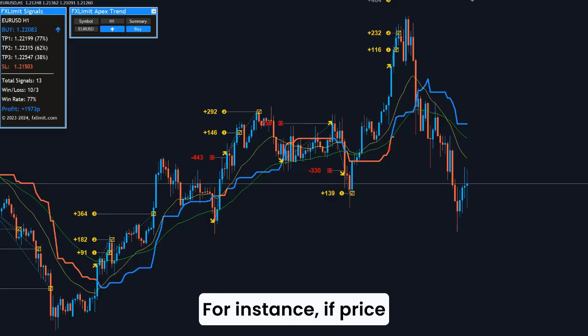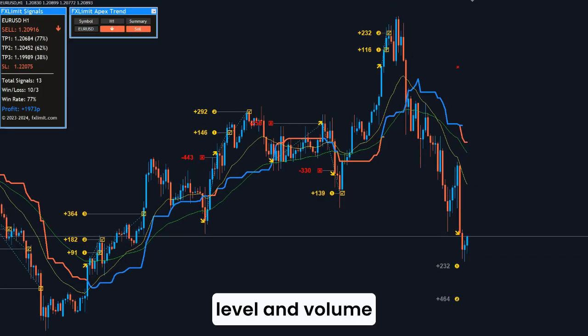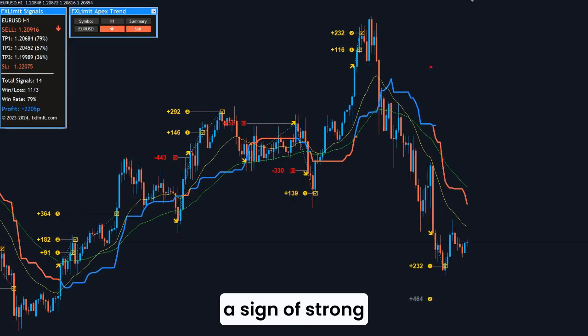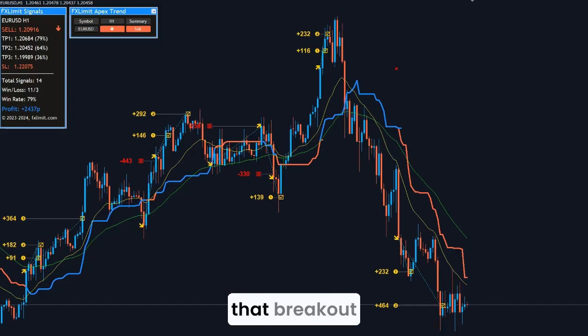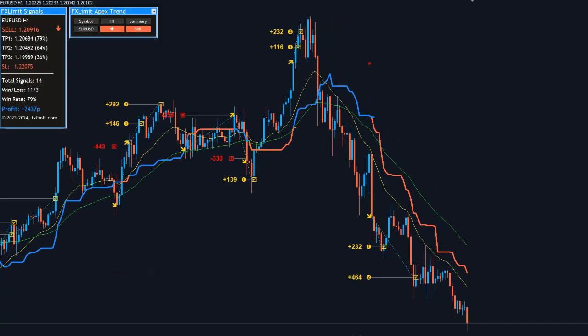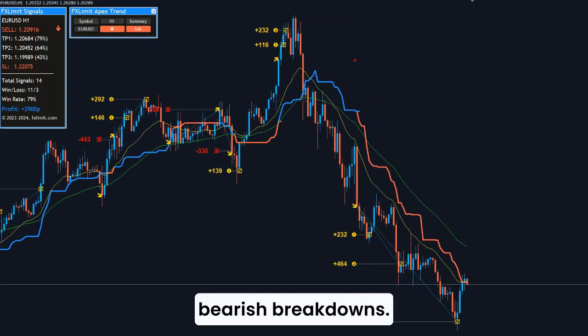Second, combine volume with price behavior. For instance, if price breaks a resistance level and volume is rising, it's a sign of strong bullish intent. But if volume is flat or falling, that breakout might be a fakeout. The same goes for bearish breakdowns.